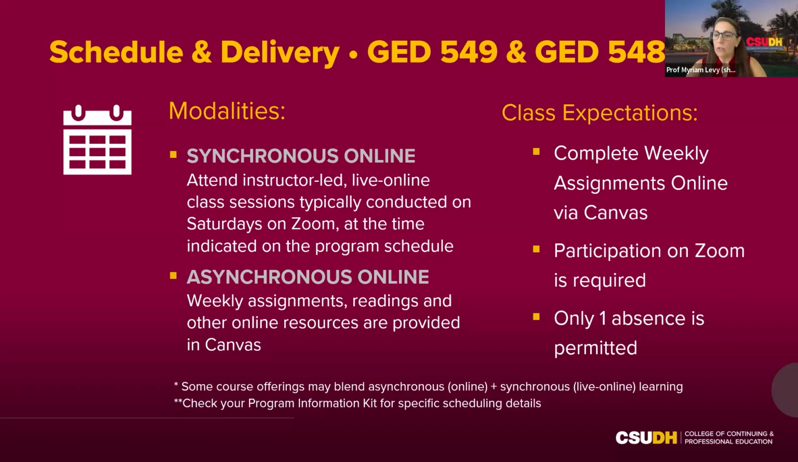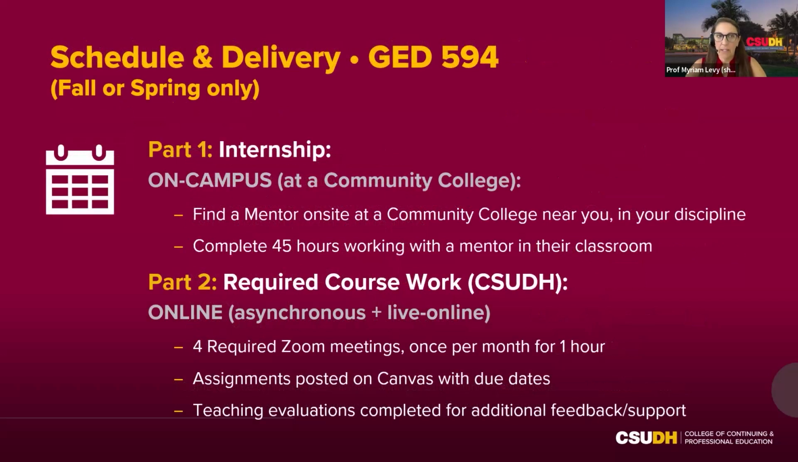Now let's move on to the internship course. It's made up of 2 parts. So GED 594, as you can see, is available in the fall and spring semester. Part 1 will be completed on campus at a community college with the mentor at the specific site in your discipline. You'll be required to complete 45 hours working with that mentor in their classroom.